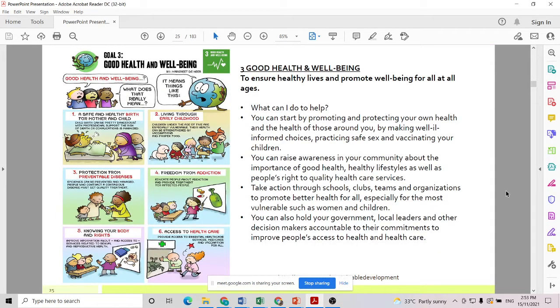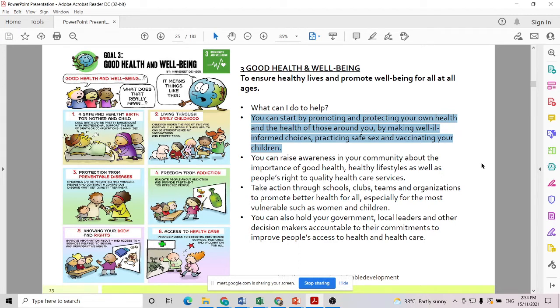And then number 3, we have good health and well-being. So what you can do is start by promoting and protecting your own health and the health of those around you by making informed choices, practicing safe food, and vaccinating your children. So that is for good health. Currently the most popular one is vaccination. If you read through social media, many disagree with vaccination.